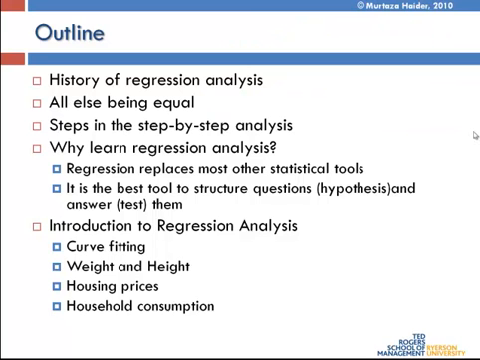We begin with the history of regression analysis, as to how this method became known and how it was discovered. And then I will spend some time explaining the concept of all else being equal and why it matters in statistical analysis, or why it matters in research in general. Then I will explain how research should be done in a step-by-step analysis. I have sort of a snake and ladder diagram that explains it.